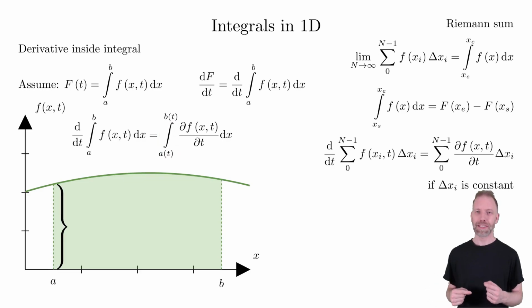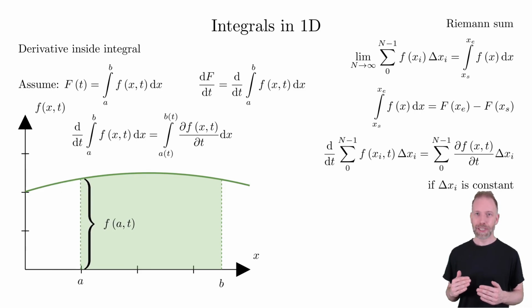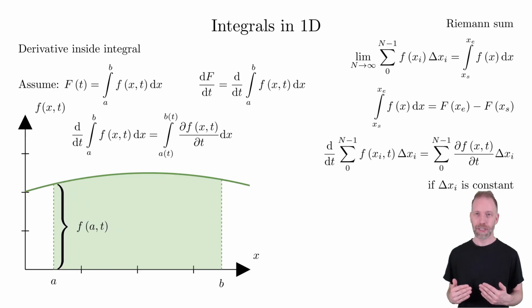To determine how much they change, start by looking at the start value a. Here the function value is f of a and t. The change in area should be the height f of a and t multiplied by how fast the start point moves, da/dt. Note that we get a minus sign, as positive velocity of the start point will cause the area to decrease.